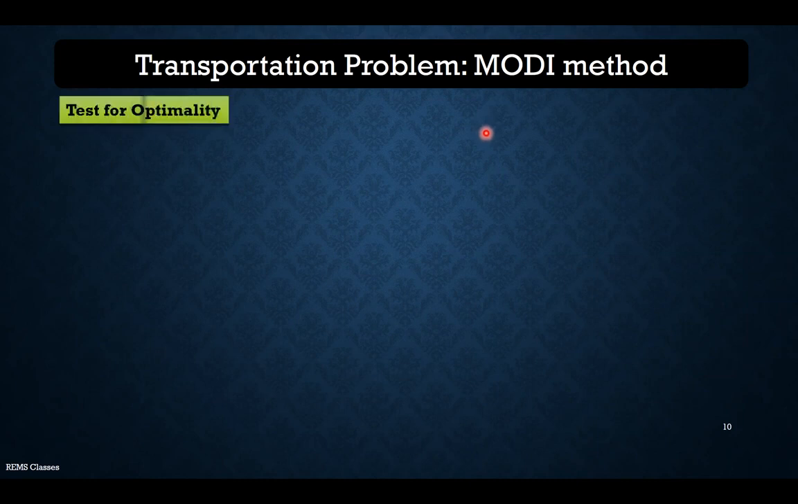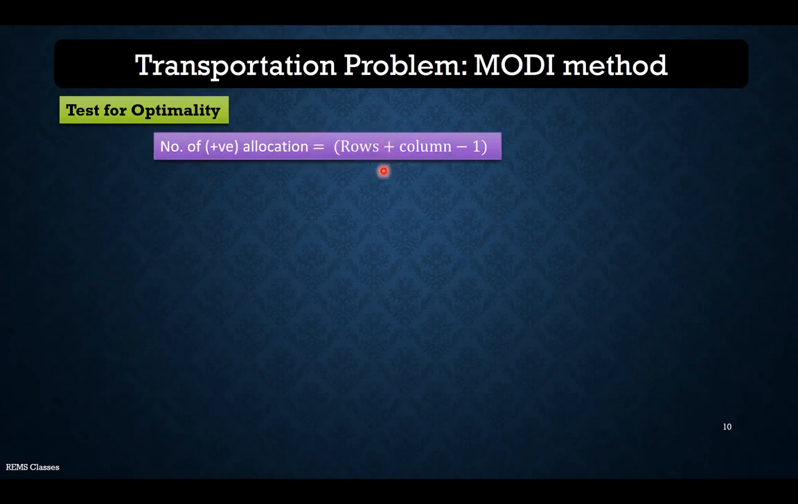In the modified distribution method, we'll test the optimality of the given solution, or the initial basic feasible solution, whatever we have obtained from either the northwest corner rule, least cost method, or Vogel's approximation method. So we'll test the optimality for the obtained solution.